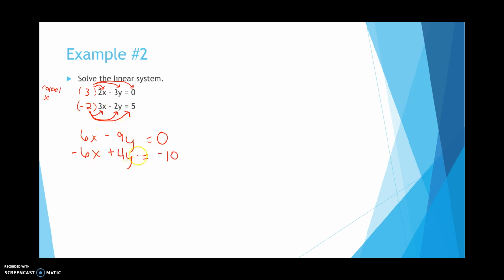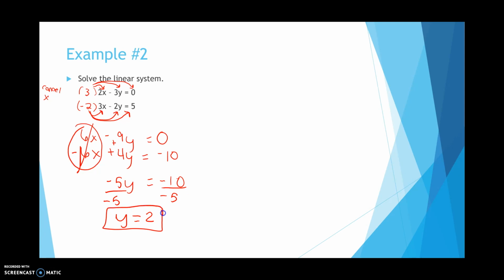Now I line up. What can cancel? My 6x and my -6x. Those become 0. So now I add -9 plus 4 gives me -5y, and then 0 plus -10 gives me -10. Divide -5 to both sides, so y equals 2.